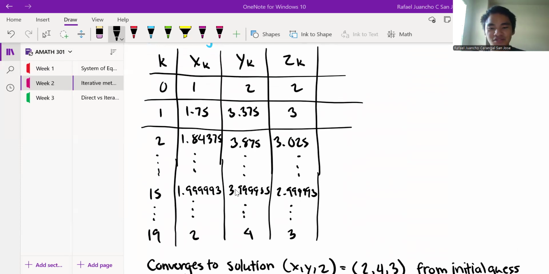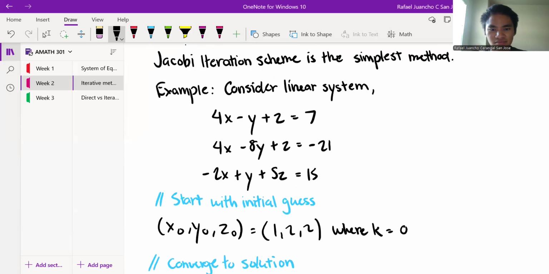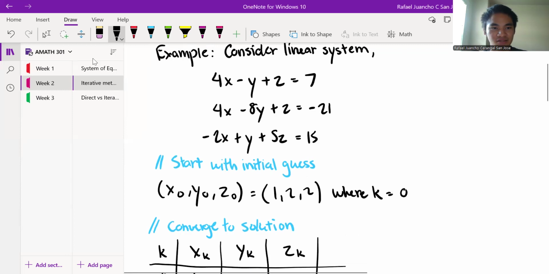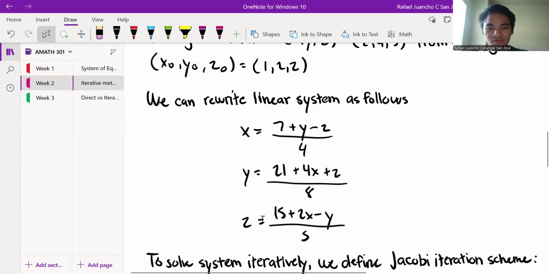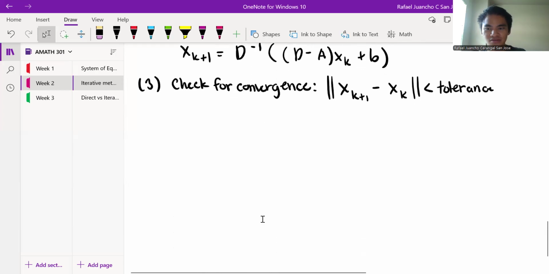However, we need to reconsider the original system by interchanging the first and last set of equations. Let's actually try and do that. What if we switch, from this linear system, what if we switch these two? How's that going to look?